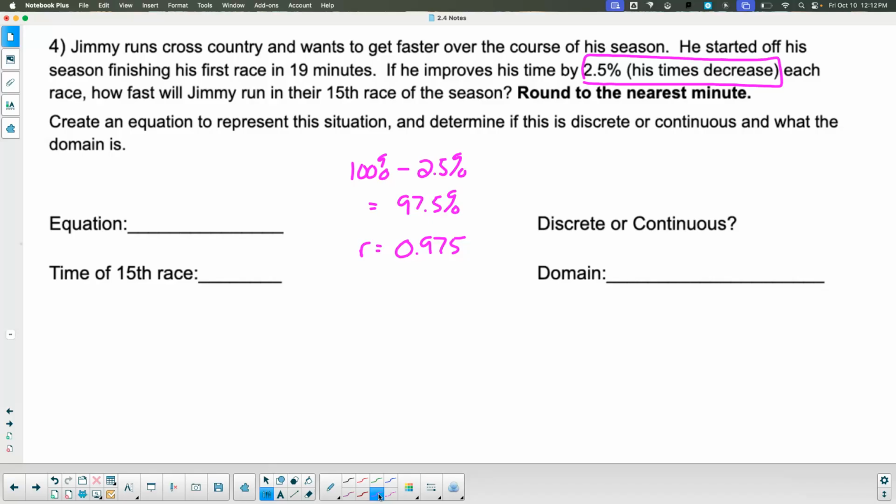So the equation is going to be f of t, because we're talking time here, so let's switch it over to t, is going to be 19 times 0.975 to the t minus 1 power. If you used n, that is totally fine. Okay? This would be a discrete situation because you can't run 2.5 races, if you will.